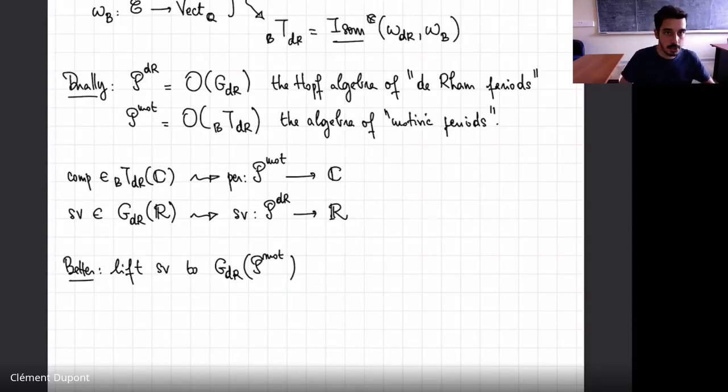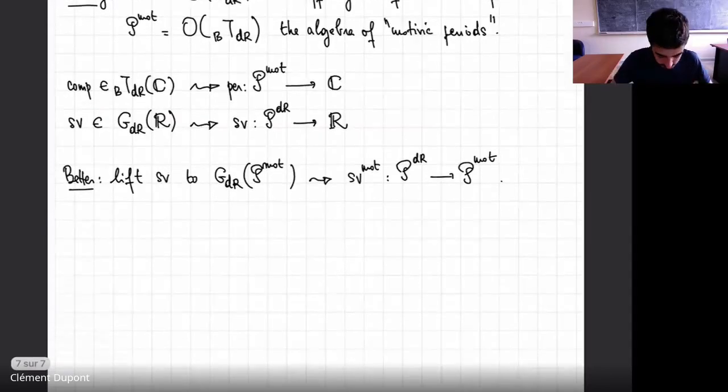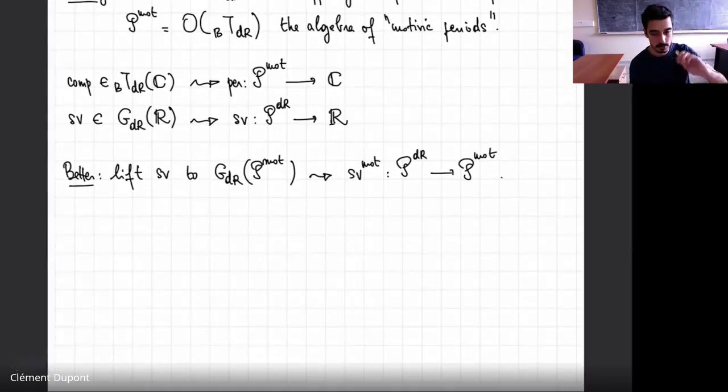There's always a universal comparison isomorphism valued in motivic periods for completely dumb Dennackian reasons. So you can lift by using this SV to a point of the Durand Galois group valued in PMOT. And so this gives you some motivic single value period map from P Durand to PMOT, which is just a lift of the single value period map to motivic periods. And in practice, it's computed by the same formulas, except that you write superscripts mod everywhere.